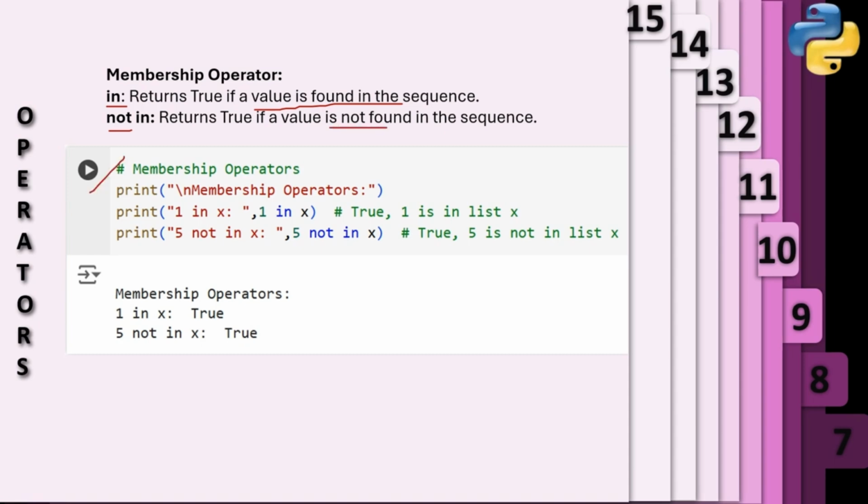Coming to the example, consider we have a list which contains only 1, 2 and 3. For the first statement, 1 in x, 1 is present in the list, so it gives true. Coming to the next statement, 5 not in x. Not in will return true if the value is not found in the sequence. We have taken a list of 1, 2, 3 which does not contain 5, so the result is true. Let's have a quick overview of some of the most important data which we have covered in this video.